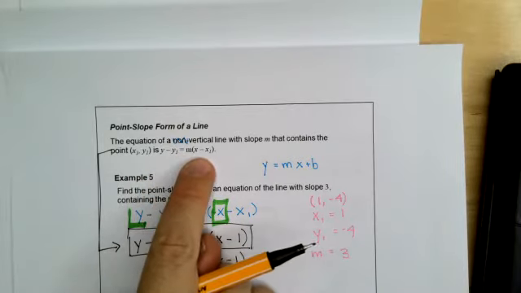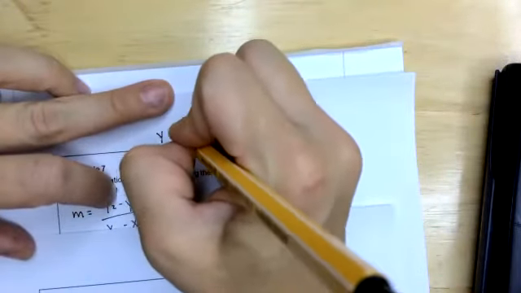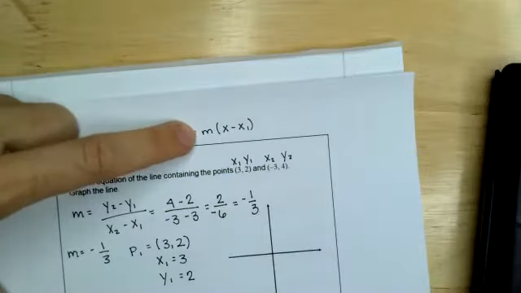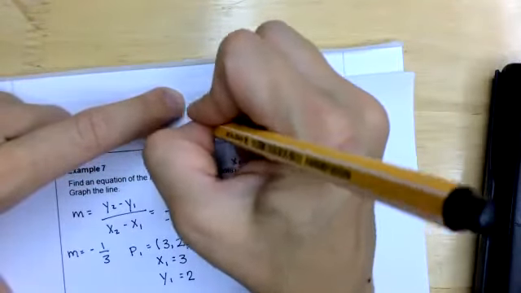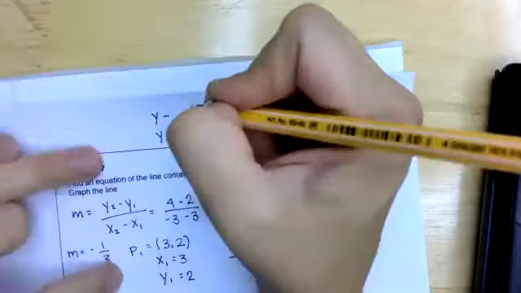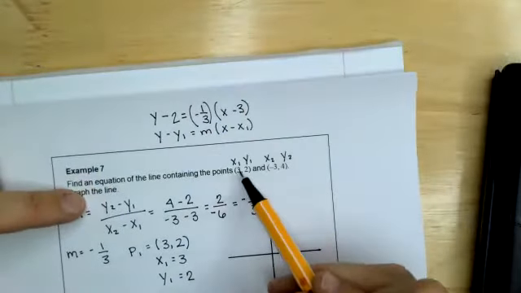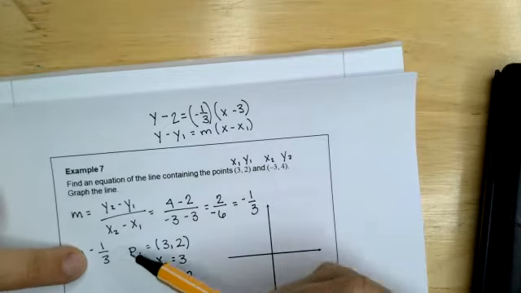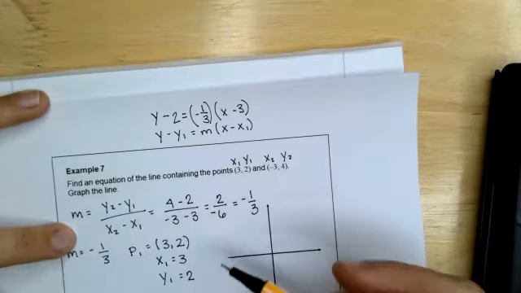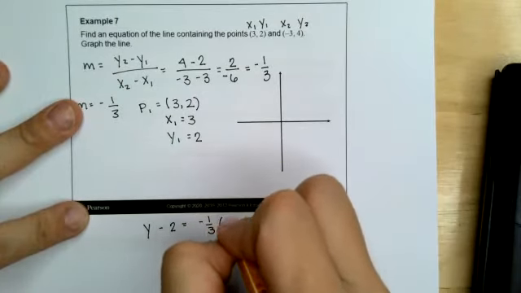y minus y1 equals m times x minus x1, where m is negative 1/3, x1 we decided was 3, and y1 is 2. So I used the information of the two points to find the slope. Once I found the slope and one of the points, the easier of the two points, I just input it into the point-slope form of a line. So now I have y minus 2 equals negative 1/3 times x minus 3.